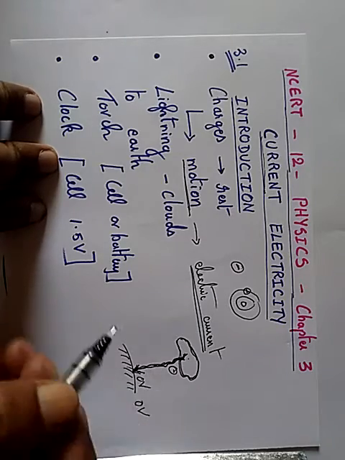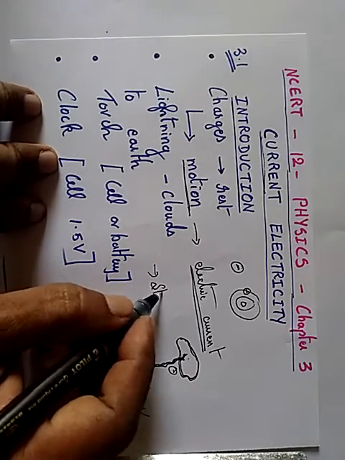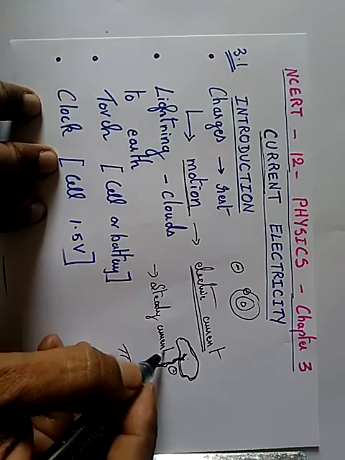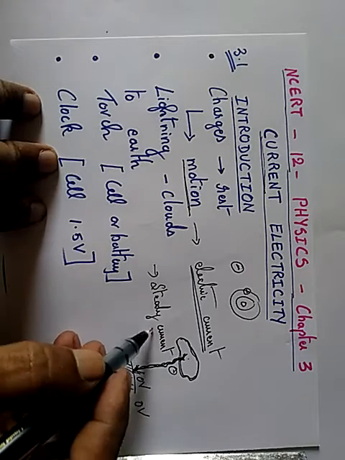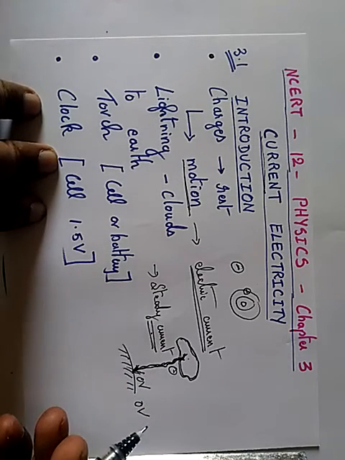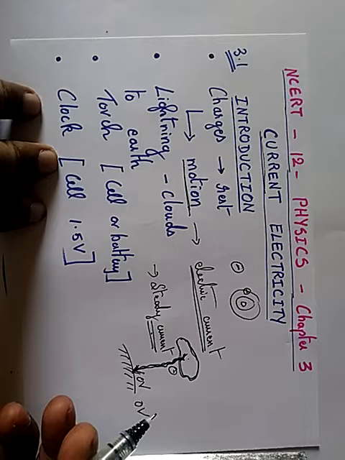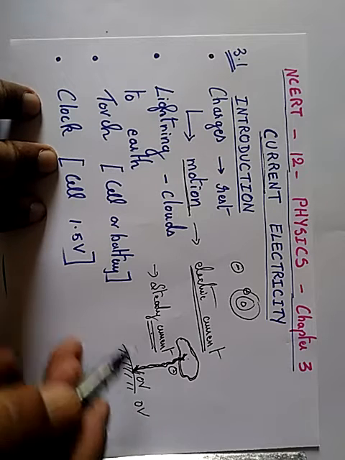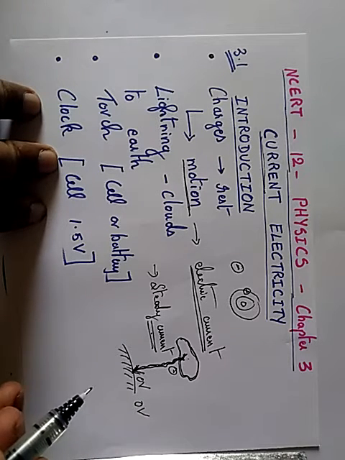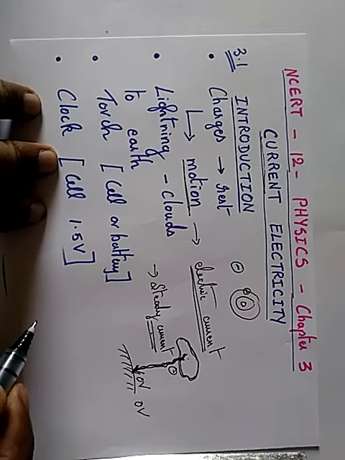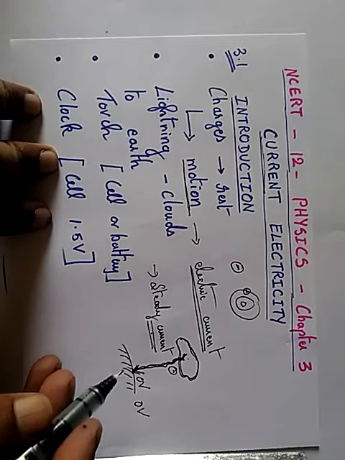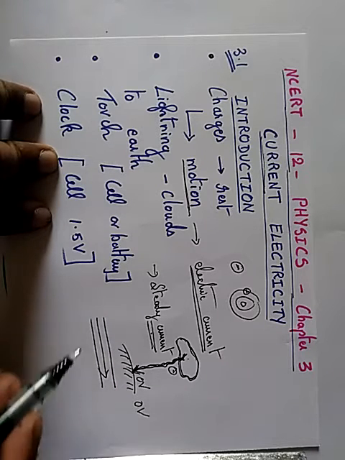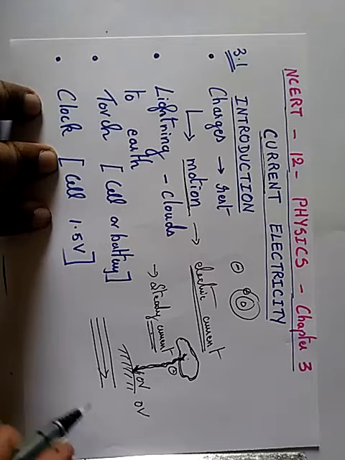The word we are introducing here is steady current. Steady current means the flow of charges is constant. That means the current is constant, and the unit of current is amperes. In our day-to-day life we see many things that move with a constant current. For example, water flows smoothly in a river. If the water flows smoothly, then we can call it a steady current.